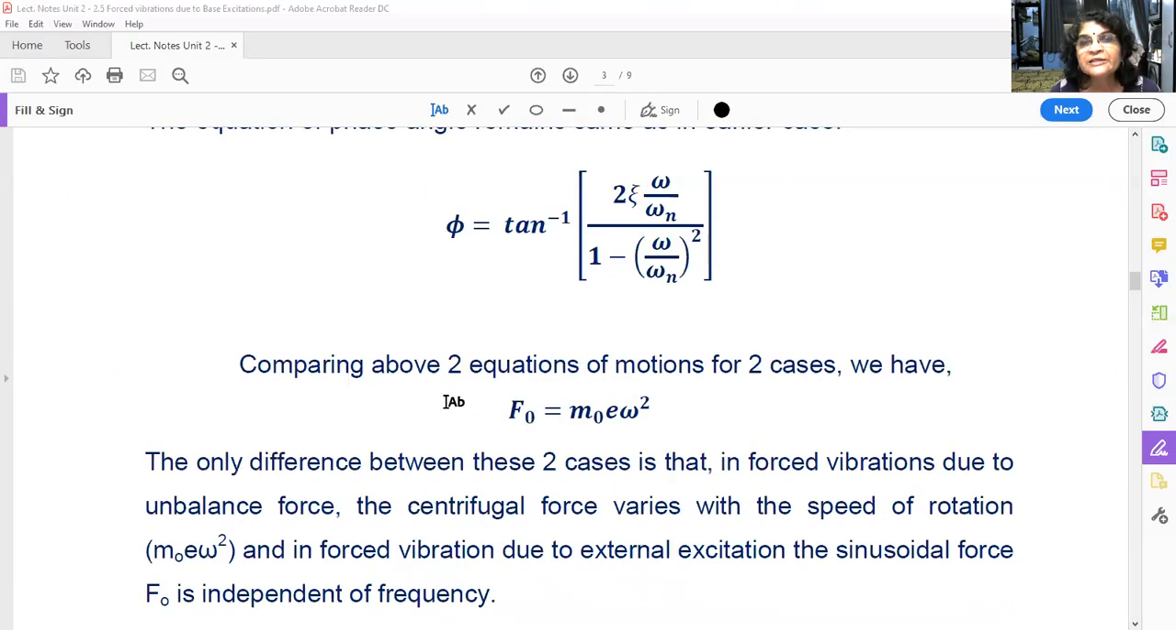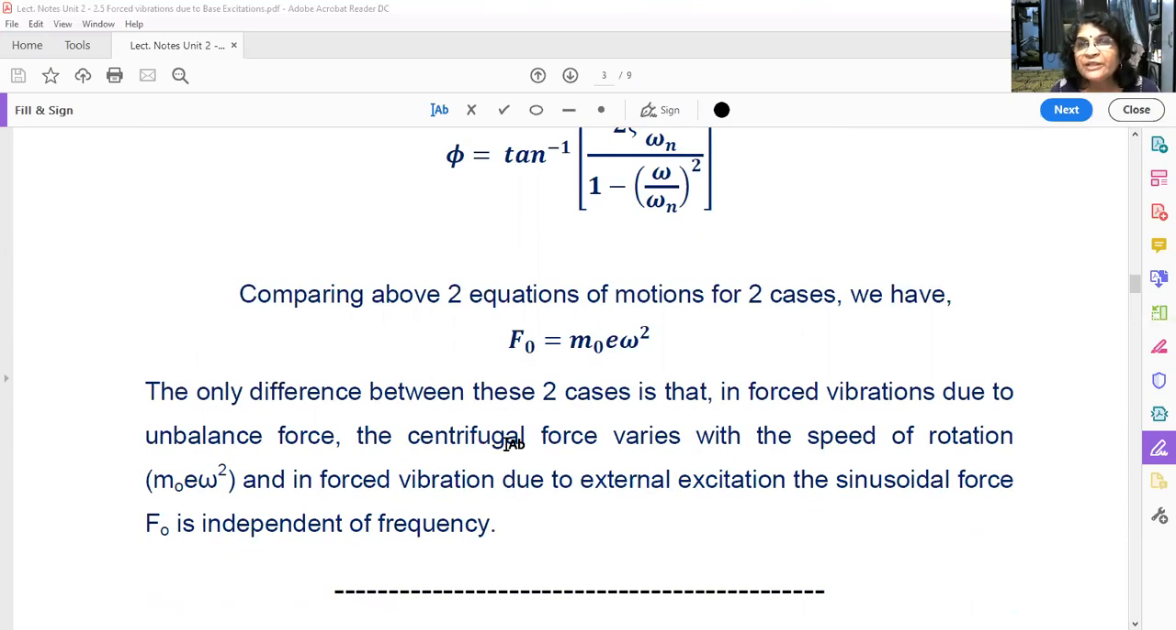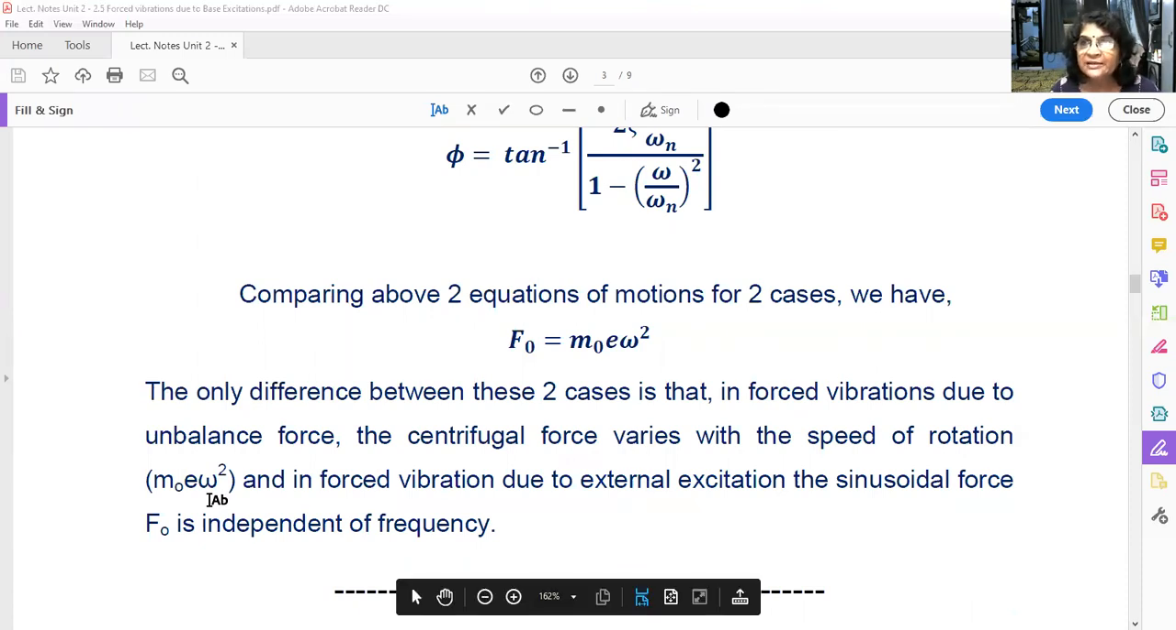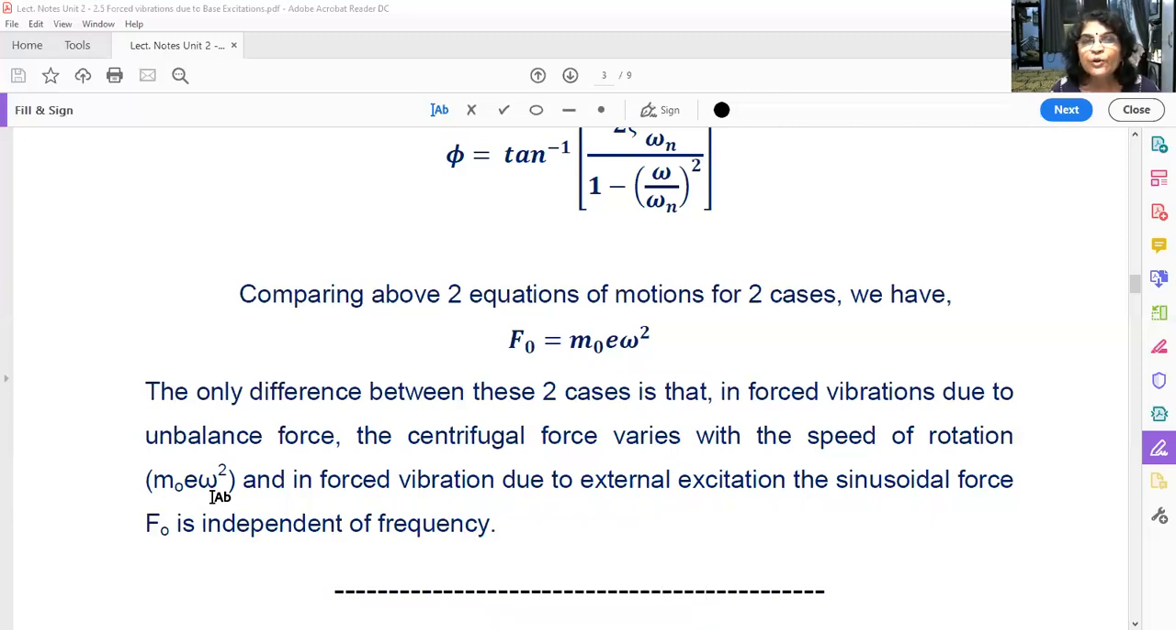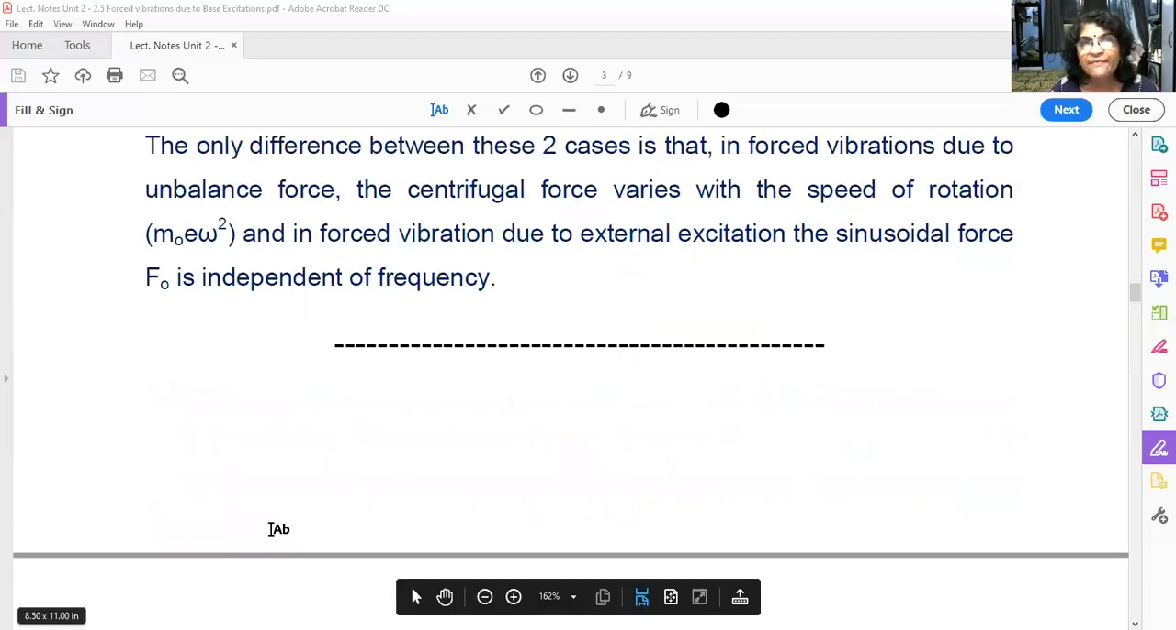Now if we compare these two cases, that means the first is forced vibration due to external excitation and the second is forced vibration due to unbalanced force, we got Fo is equal to mo e omega square. So what was the major difference between these two cases? In the first case, that is due to external excitation, the force remains constant, it is independent of speed, that is omega. But in the second case, that is forced vibration due to unbalanced force, the force is dependent on omega. If omega changes, the magnitude of Fo changes. So this was the recap.